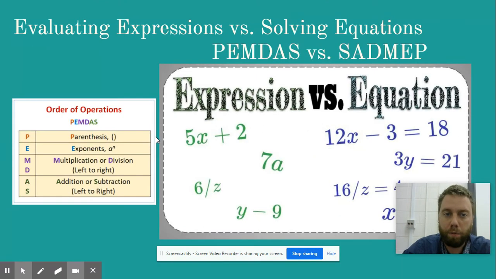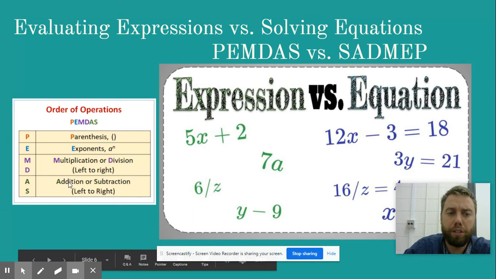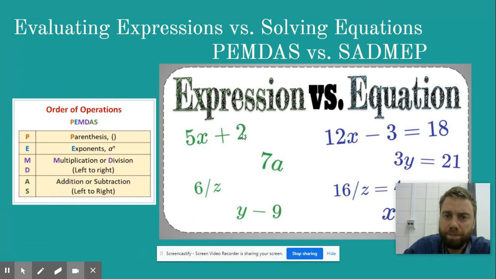Okay. Now, when we evaluate expressions, we use order of operations, which is PEMDAS. Please excuse my dear Aunt Sally. Parentheses, exponents, multiplication or division. And remember, that's left to right. Sometimes you divide before you multiply. Sometimes you multiply before you divide. It depends on left to right. And the same is true for addition, subtraction, left to right. Okay? Now, we use PEMDAS for expressions.